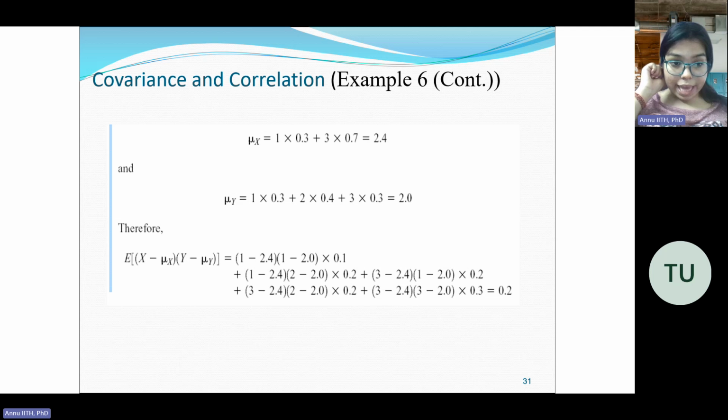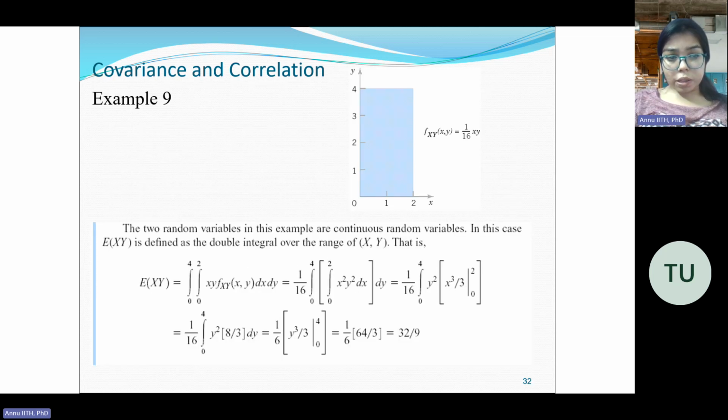So if we look at an example, if we have mu of X and mu of Y, you can calculate them. I'm not going into it. There is a covariance and correlation example. So let's solve this question. Give us a minute, think about it, and how will you solve it?